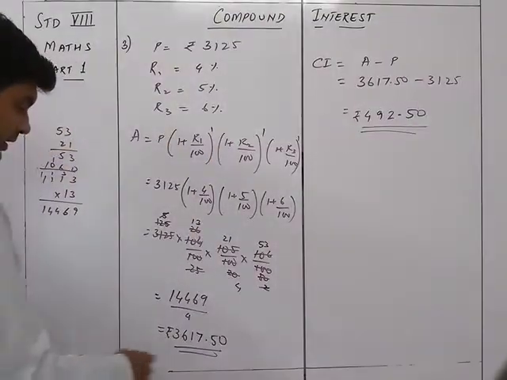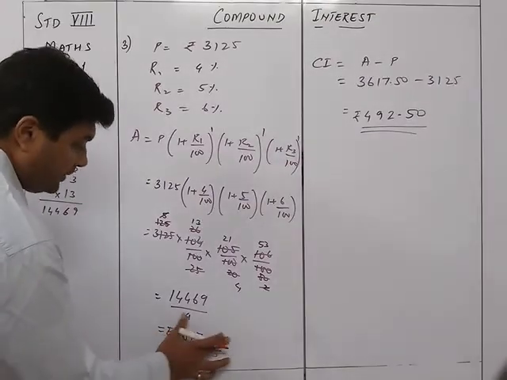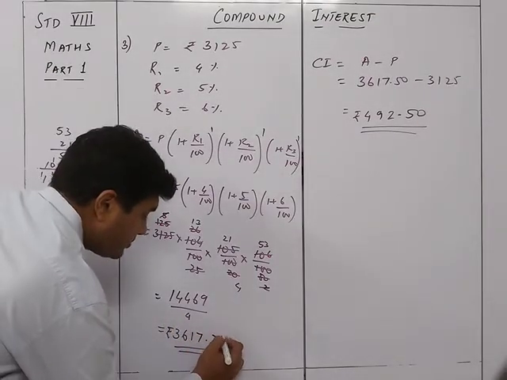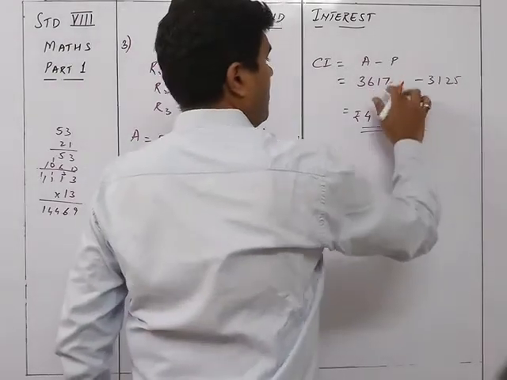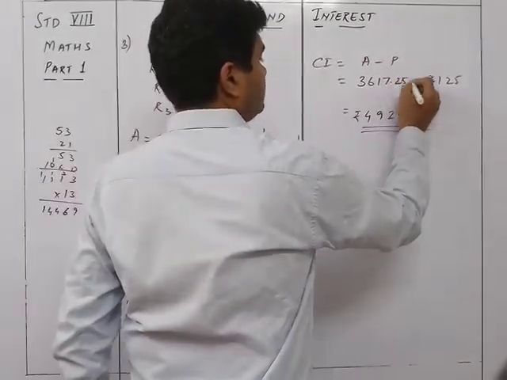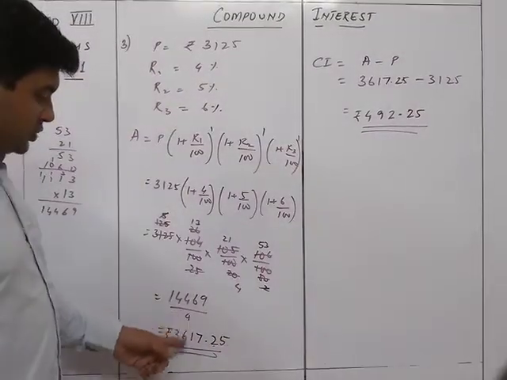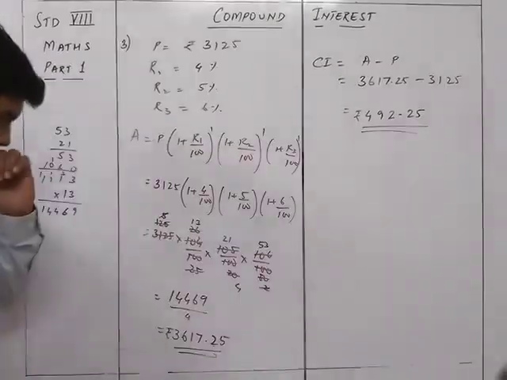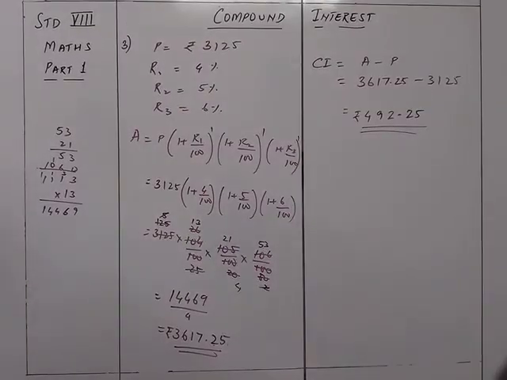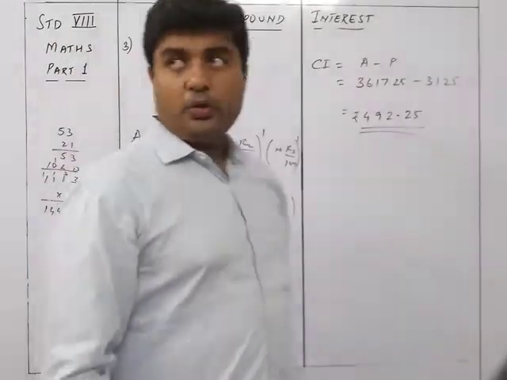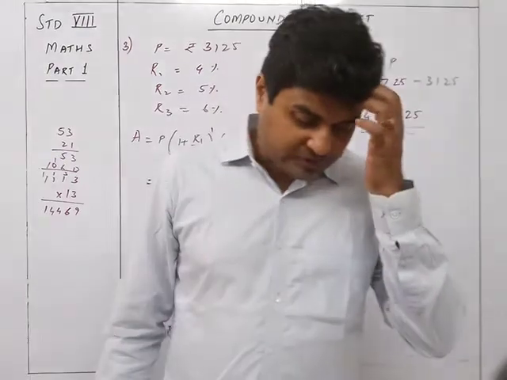Sorry, the division will be by 25 over here. Yeah, calculation error. So 14469 divided by 4 will be 3617.25. Okay, right. So that was the answer, 492.25 for question number 3.